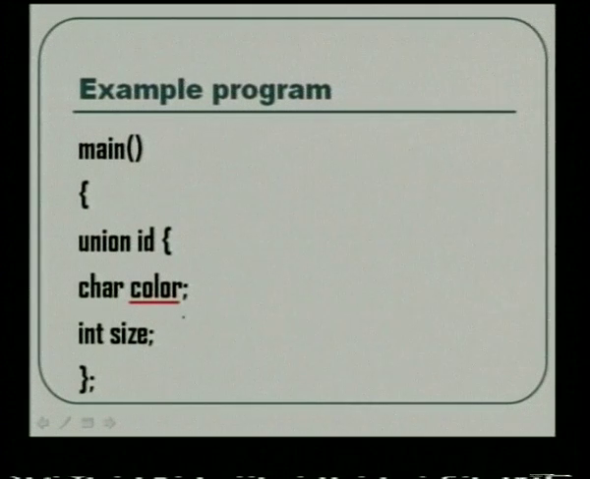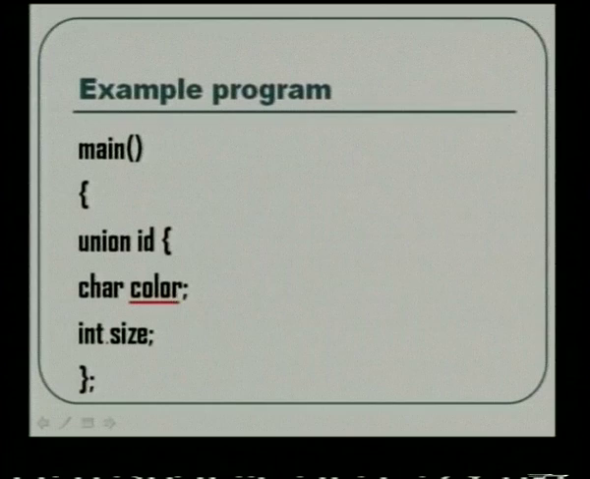So, at the time of declaration of this union, the maximum amount of memory required to hold the largest member of the structure only is allocated. So, according to this example, the largest member is the integer. So, 2 bytes will be allocated for this union.